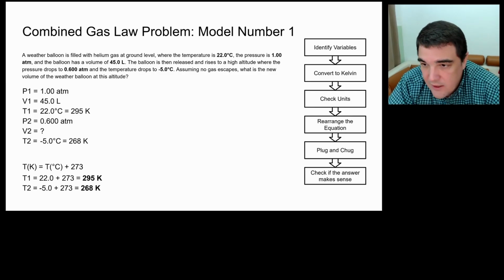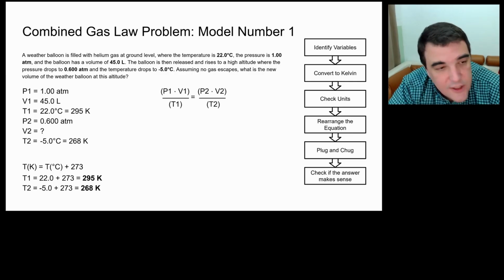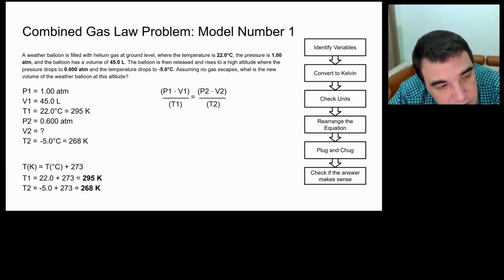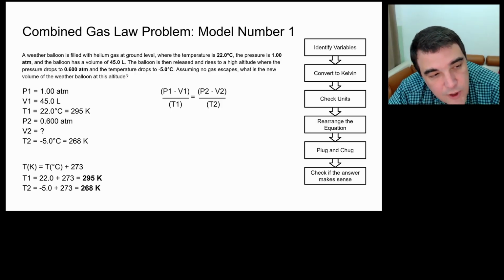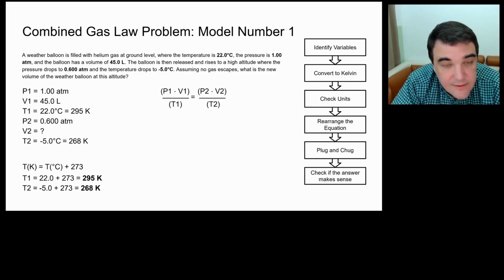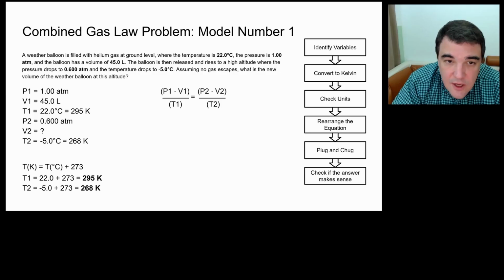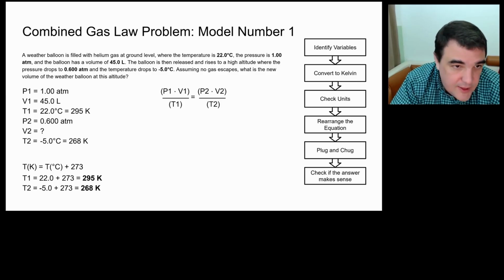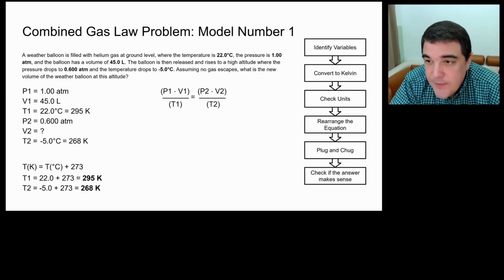Now we rearrange the equation after checking the units, and we can check and see that all the units are the same. Atmospheres for pressure 1 and 2, and we have Kelvin for T1 and T2. V1 is in liters, so our final answer will be in liters. The question does not ask us what units the answer should be in, so we can give it as liters and keep it the same.